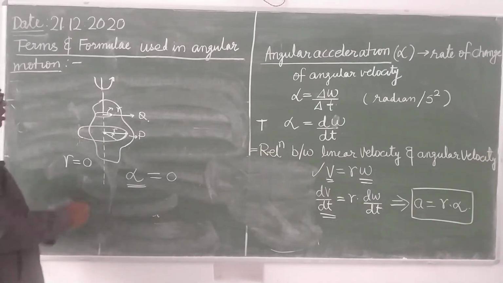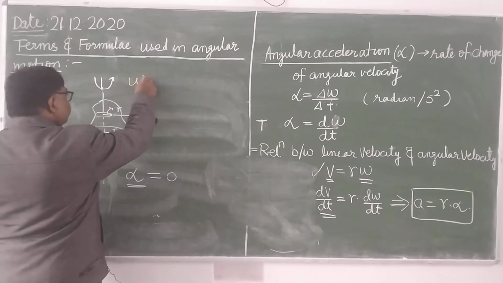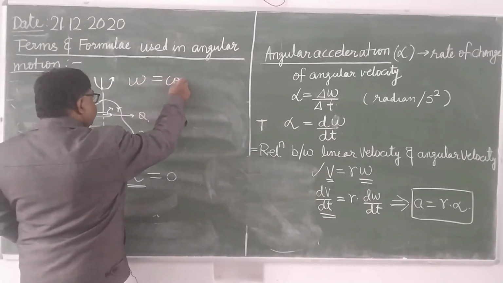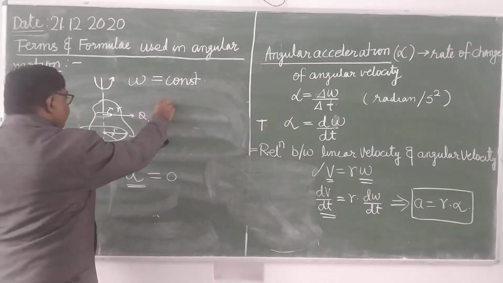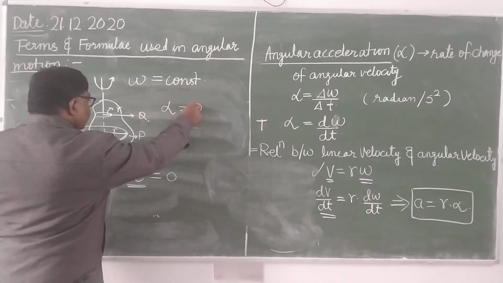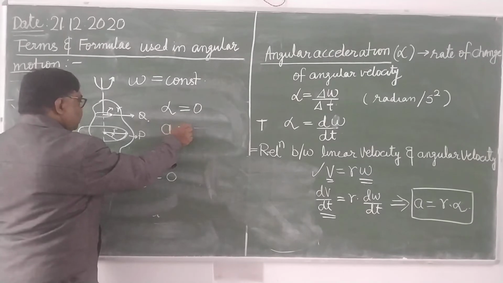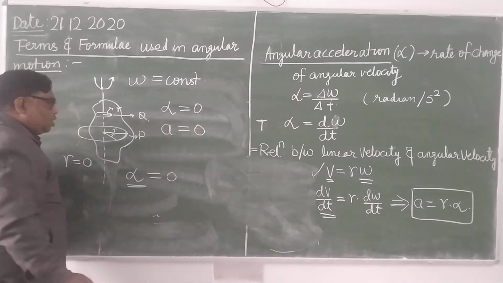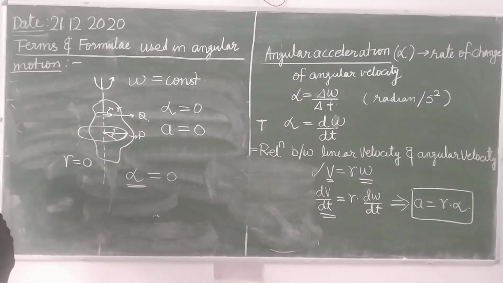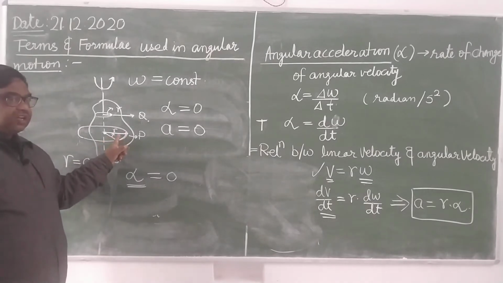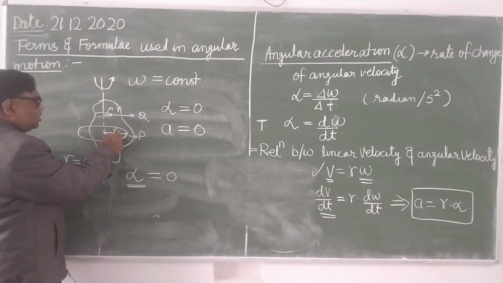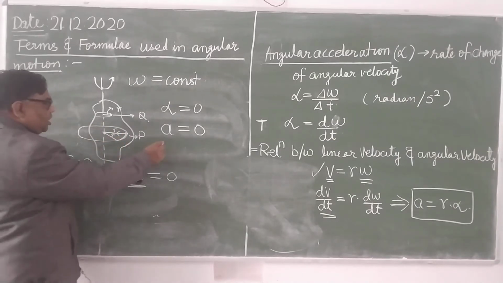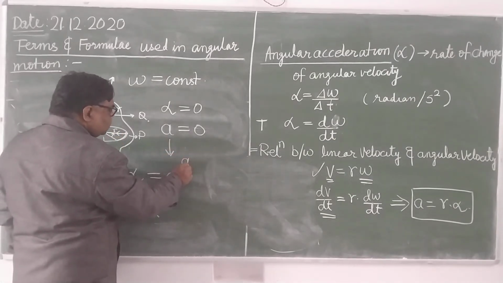Now see here, if omega is constant, then you know that alpha will be equal to 0, and if alpha is 0, then a equals 0. But what will be the direction of this a? The direction of this a will be tangential. Centripetal acceleration is not 0. It's clear? Here a means a tangential.